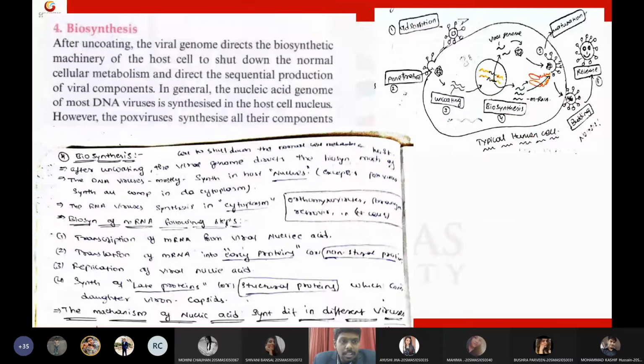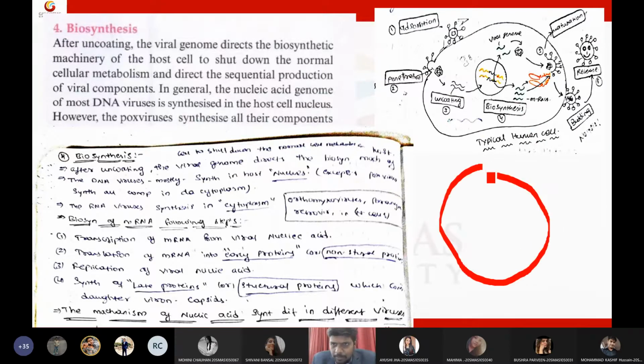Now in the biosynthesis, students, I have not discussed this point. Kindly pay utmost attention. Now see, we have a DNA virus. Say for example, let us take hepatitis. Rather than hepatitis, I'm very interested in taking HIV, students. Remember, is HIV a DNA virus or RNA virus? Tell me. It's an RNA virus.